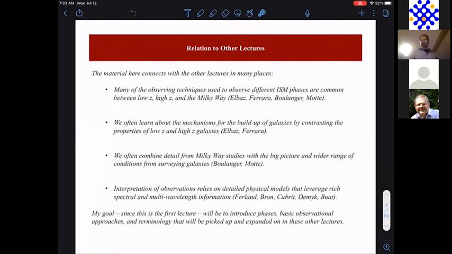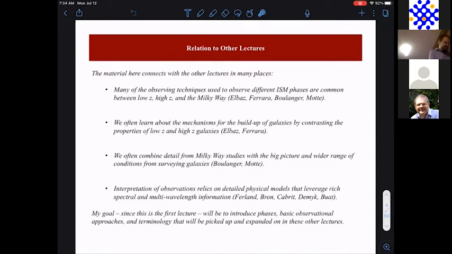But of course, increasingly, because the ISM is this complex system that combines a bunch of different physical conditions and different species, the interpretation of observations relies on detailed physical knowledge or detailed physical models that are leveraging the rich spectral and multi-wavelength information that I'll talk about here. And we're really lucky that we have an outstanding set of lectures running through the rest of the school on how observations can be interpreted physically.